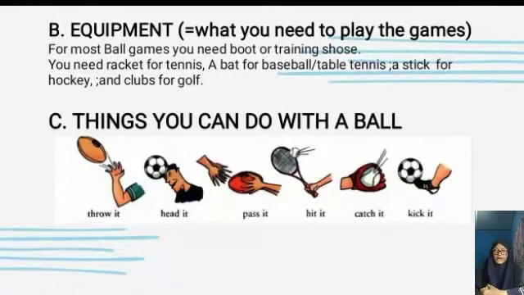Next is things you can do with a ball. There is throw, so we can throw the ball, and head it. Pass it, like we give the ball to another player. And there is hit it, we hit the ball, and catch it, so we catch the ball. And there is kick it, so we always do this in football.